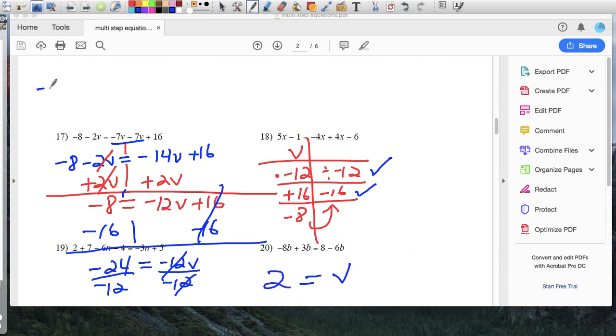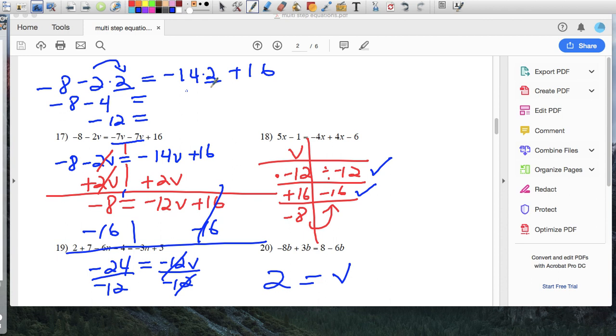Substitute. Let me substitute right here on top. Negative 8 minus 2 times 2 equals negative 14 times 2, right? Because this is replacing my variable, plus 16. Negative 8. And negative 2 times 2, this one's going to be negative 4. Careful, right? Because it's a negative 2 times a positive 2. So this negative 8 minus negative 4 is the same thing as negative 8 plus negative 4, or negative 12. Over here, I got negative 14 times 2, which is negative 28 plus 16. There are more negatives. How many more? 12 more. And you see that both sides are equal.